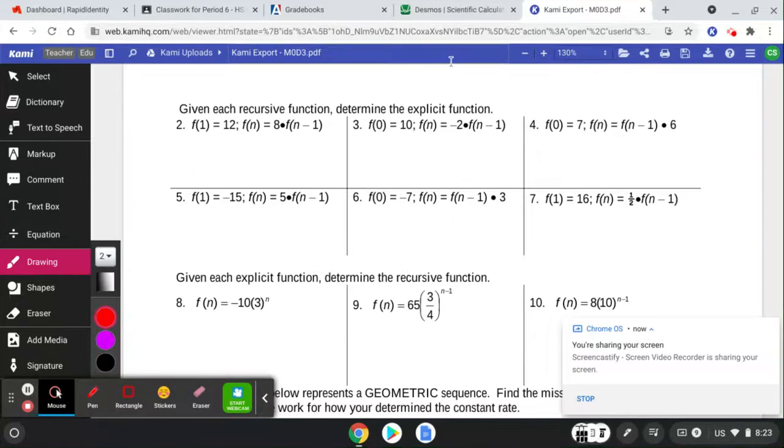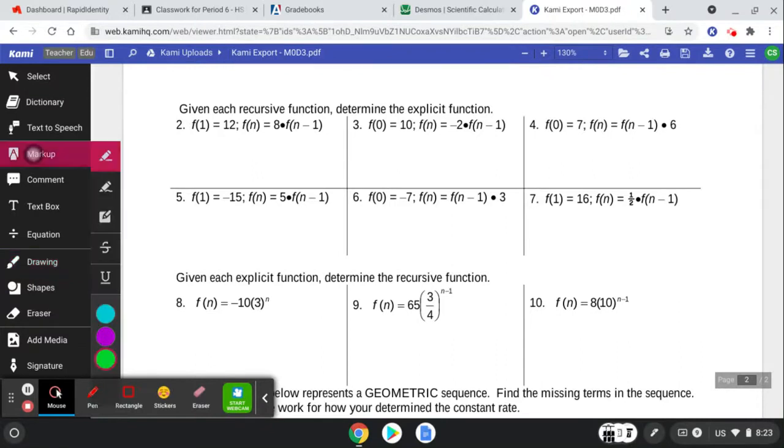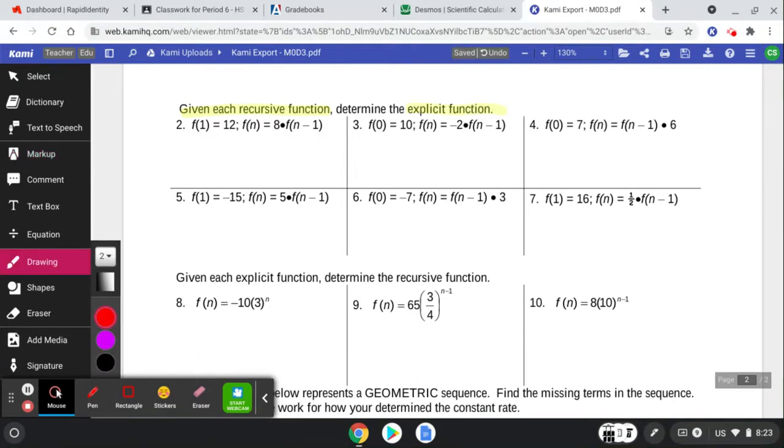All right, let's look at the back of the worksheet now and see how they're having us convert. They're giving us these recursives. Given this recursive, determine the explicit. So they're wanting us to take the information we need out of the recursive to build the explicit. So let's see how we do.